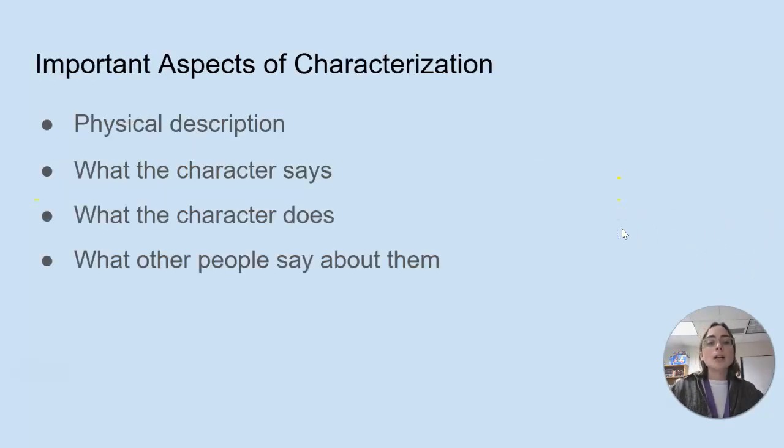Some ways that we learn about characterization are the physical description. So how does the character look? How old are they? We also learn about characterization through what the character says and what the character does. So how do they interact with other people? What do they say to other people? How do they make other people feel? These are all things that teach us really important things about the characters. We also want to look at what other people say about them in order to understand the character better.